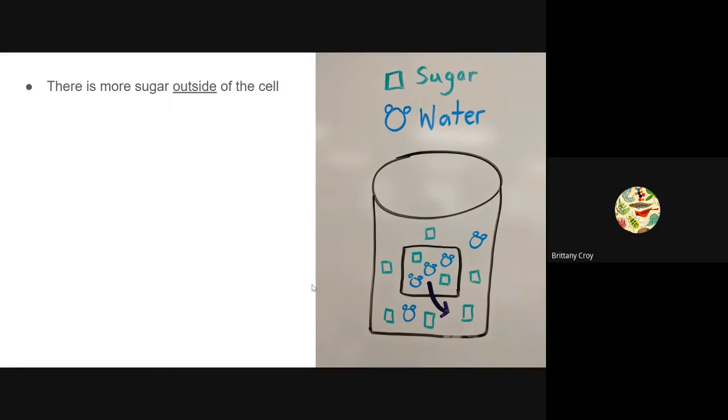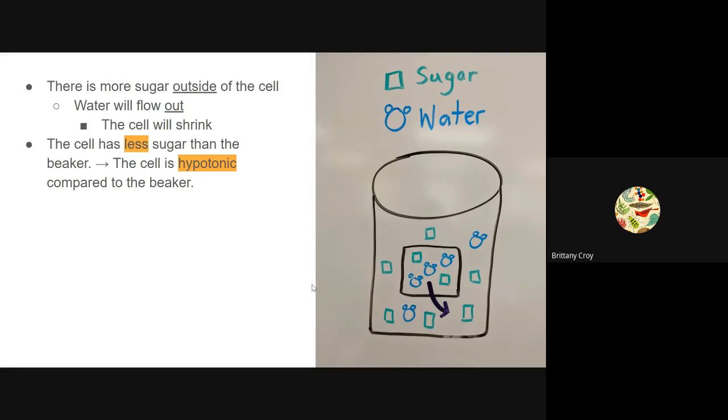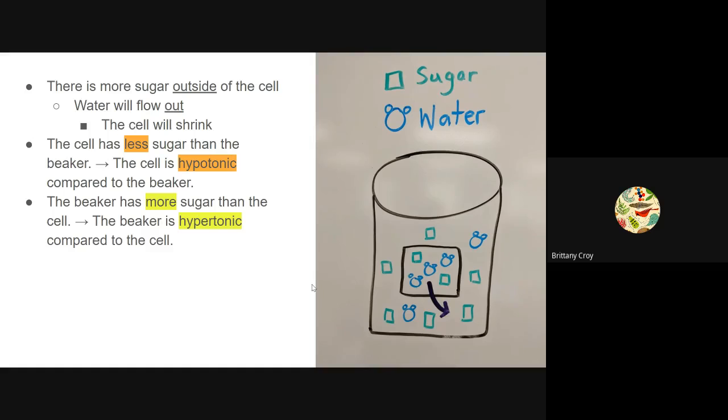Because there's more sugar outside of the cell, water is going to flow out. And this can cause the cell to shrink. Because the cell has less sugar than the beaker, the cell is hypotonic compared to the beaker. The beaker has more sugar than the cell. The beaker is hypertonic compared to the cell.